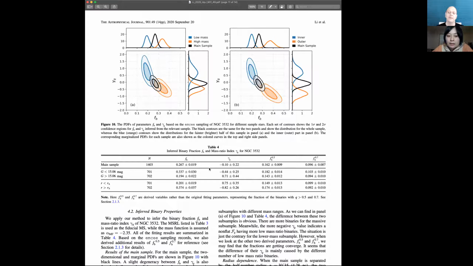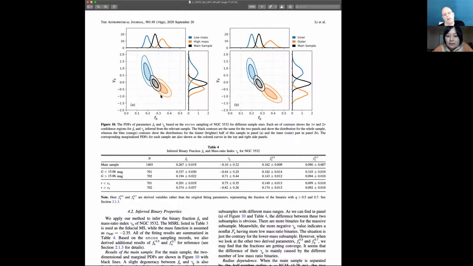We further divide the main sample into 2 bins with equal numbers according to their luminosity, G magnitude. The bright sample has more high mass binaries, and the fainter sample has the low mass binaries, respectively. The orange contours in Figure 10, panel A, show the fitting results of the different subsamples divided by luminosity. The orange contours show the result for the high mass bin. We see here the different results for different mass bins.